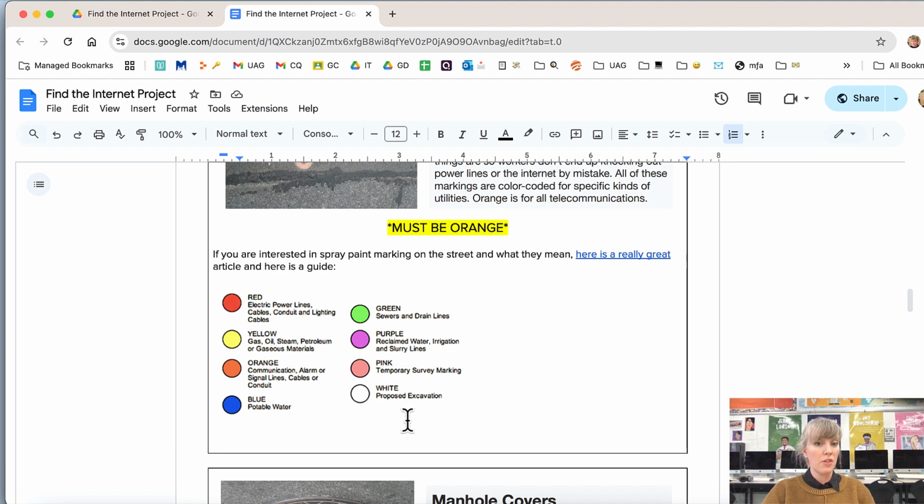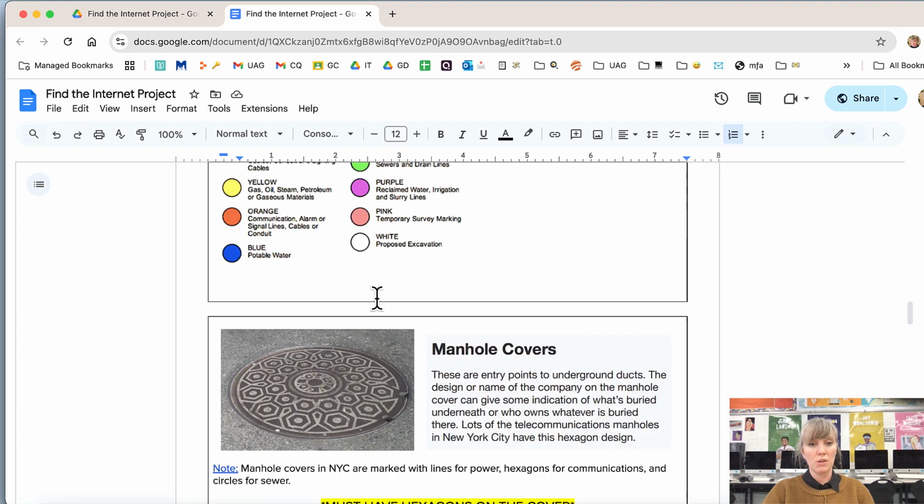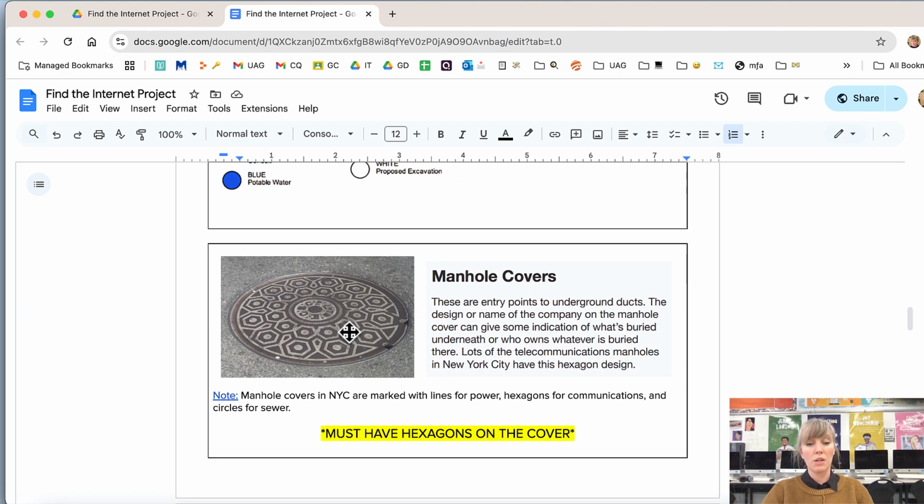Here's a key for what the other colors are used for. Another one you can get is a manhole cover. Now it has to be a manhole cover that has a 6-sided hexagon on it. These are hexagons right here. It can't be the lines on it. Lines indicate that those are sewer manholes.